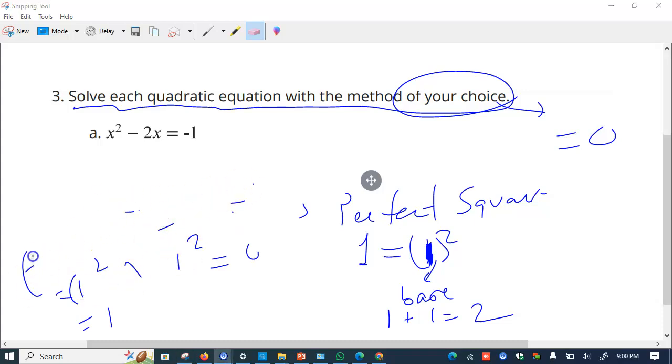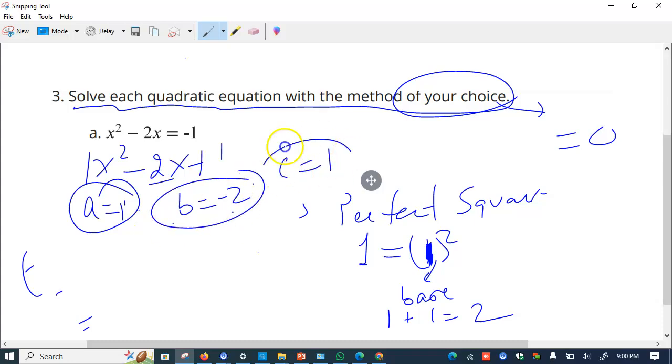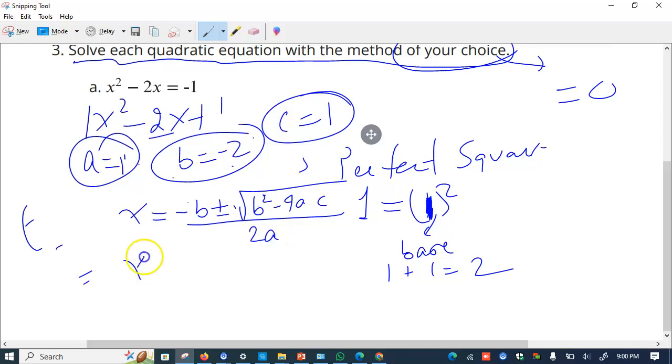And what is the quadratic formula? It's the one that we did before. The equation that we got was x squared minus 2x plus 1. So here there's a 1, so a is 1. Then the number that multiplies x is b, so b is minus 2, and the number by itself, c, is 1. So once you get this, the quadratic formula is x equals minus b plus or minus the square root of b squared minus 4ac, divided by 2a. So now let's plug it in.